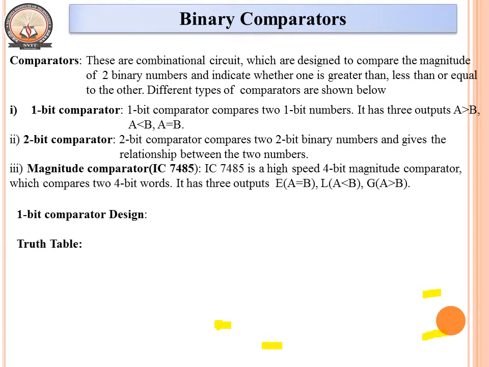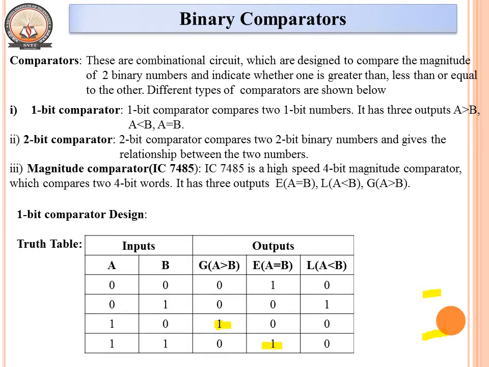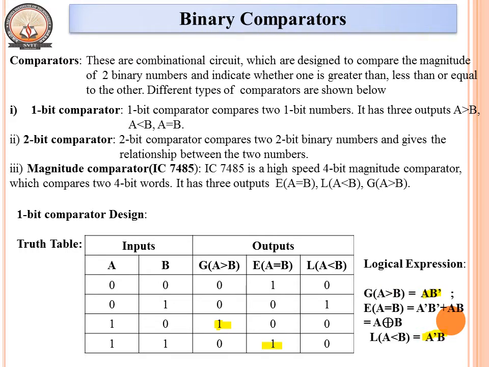First we take an example of a 1-bit comparator, which compares the magnitude of two 1-bit numbers. The table is given as follows. A and B are two 1-bit numbers. When comparing the first input combination, 0 and 0, both A and B are 0, so equal to will be high. When comparing 0 and 1, A is less than B, so the less than output will be high. When 1 and 0, A is greater than B, so the greater than output will be high. This is shown here. Now when both are 1 and 1, they are equal, so equal to will be high.